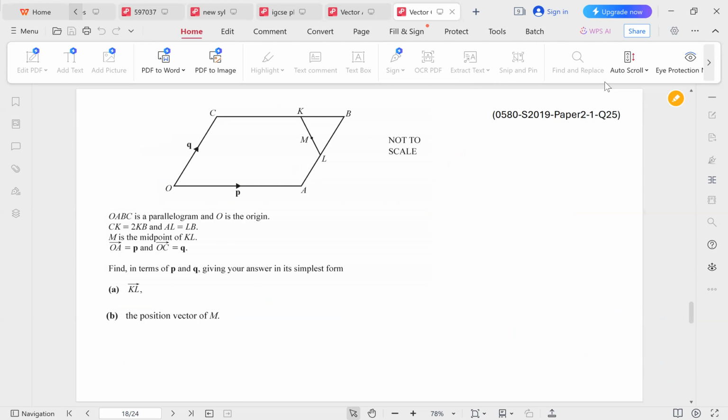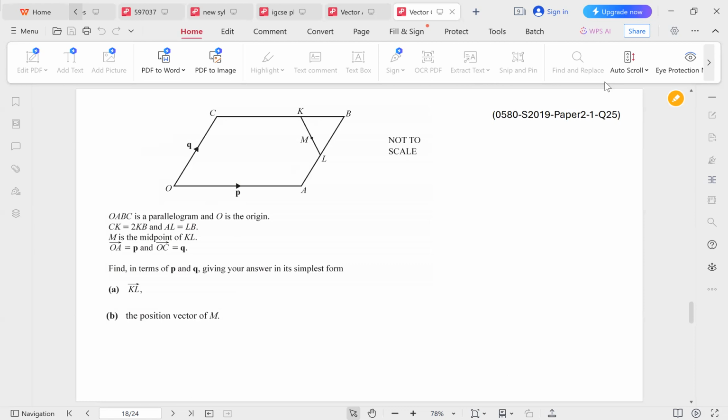OABC is a parallelogram and O is the origin. CK equals 2KB and AL equals LB. M is the midpoint of KL. OA equals P and OC equals Q. Find in terms of P and Q, giving your answer in simplest form, KL and the position vector of M.